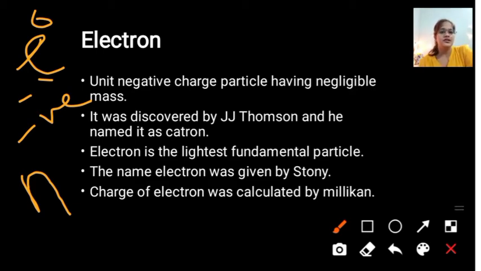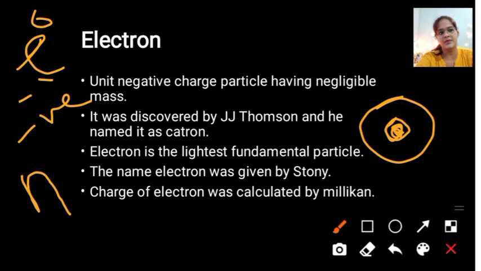Hence it is known as a unit negative charge particle having negligible mass. I think you might be familiar with the idea that an atom has a center part where protons and neutrons are present, and electrons surround it. If you don't know, don't worry, we are going to study these things in the further lectures where I will teach you the models and all. So don't worry, but just remember this thing.